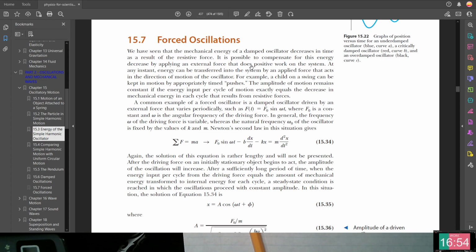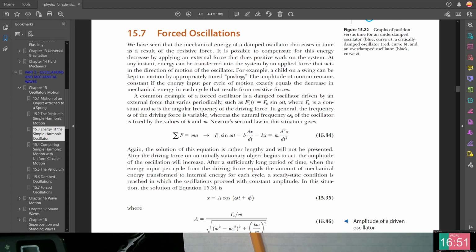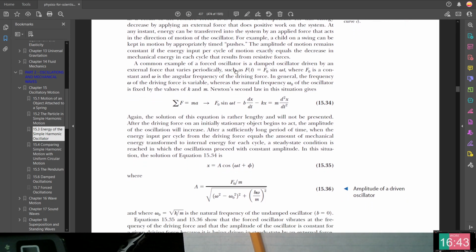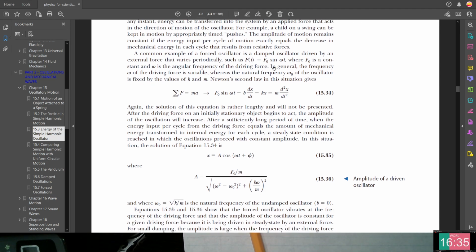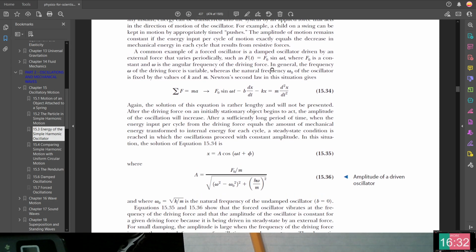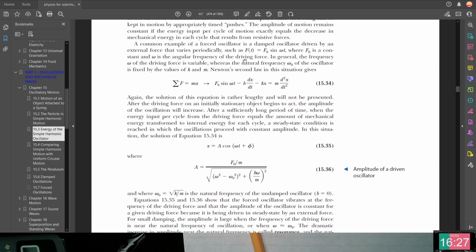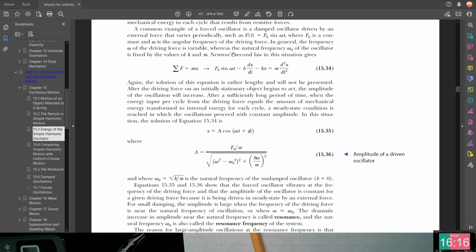You've seen that the mechanical energy of a damped oscillator decreases in time as a result of the resistive force. It is possible to compensate for this energy by applying an external force that does positive work on the system. At any instant, energy can be transferred into the system by an applied force that acts in the direction of the motion of the oscillator. For example, a swing can be kept in motion by appropriately timed pushes. The amplitude of motion remains constant if the energy input per cycle exactly equals the decrease in mechanical energy in each cycle that results from resistive forces.